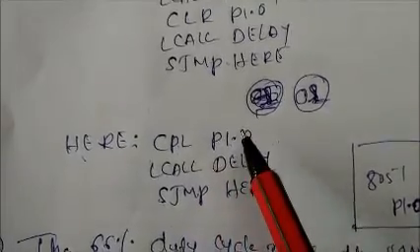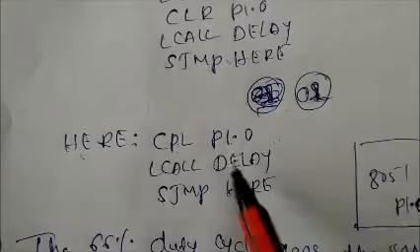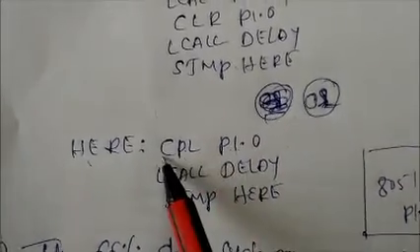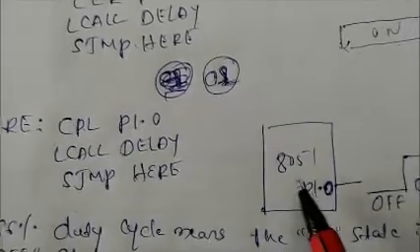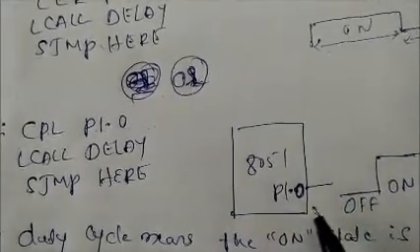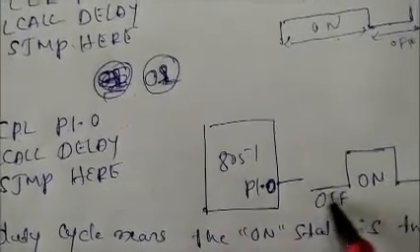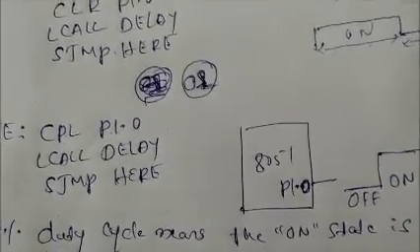So again what will happen? Initially 0. After CPL it becomes 1. Again it will repeat 1, again it becomes 0. It will repeat the same thing. So here the block diagram is written, 8051 P1.0. It will give the waveform like this.